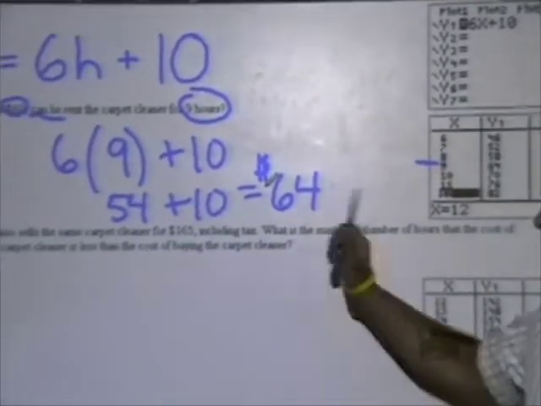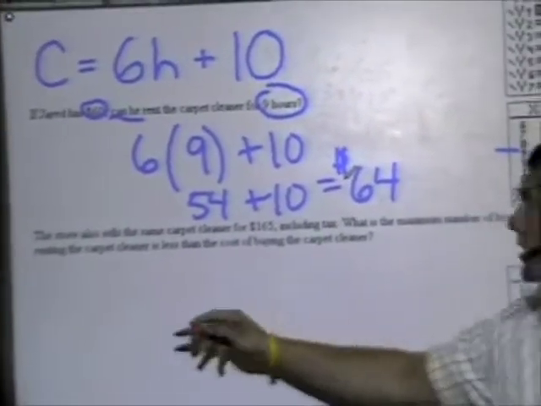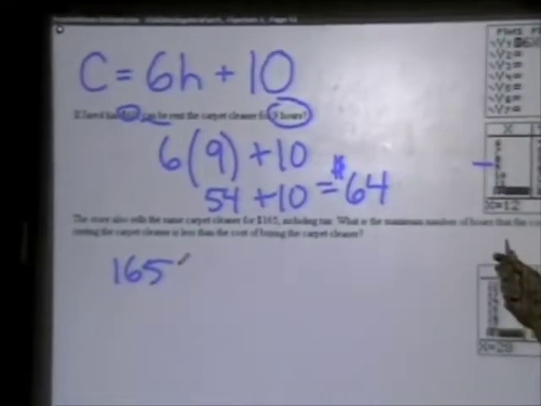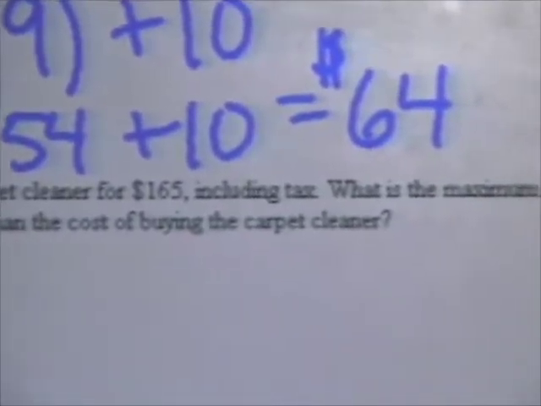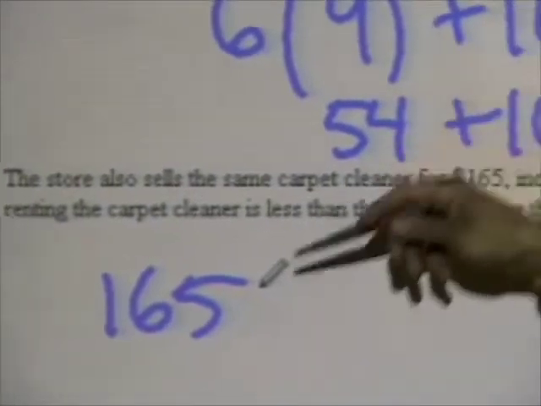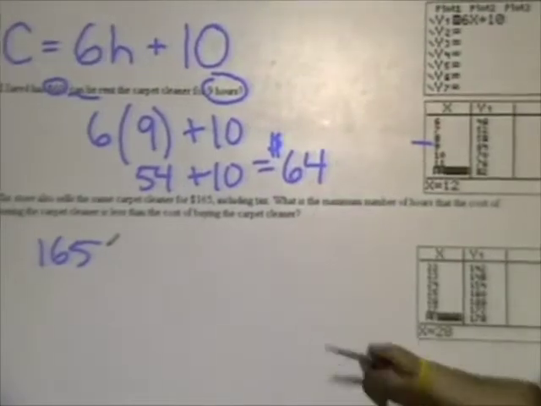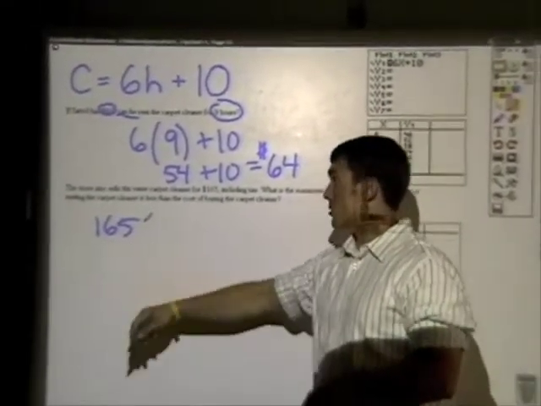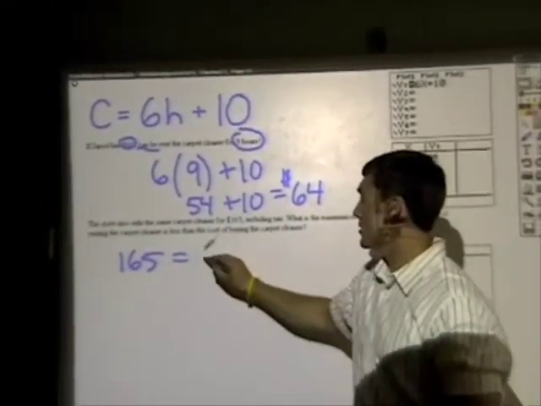Okay, so another question. The store also sells the same carpet cleaner for $165. What's the maximum number of hours that the cost of renting the carpet cleaner is less than the cost of buying the carpet cleaner? So what it's asking me is, how many hours could I rent this thing before I go over $165 and figure, well, I might as well buy it if I'm going to rent it for that long? So I want to test this out. But I want to find H, and I'm given a cost. So I'm going to replace the C in our equation with the cost, and I'm going to try to find H.